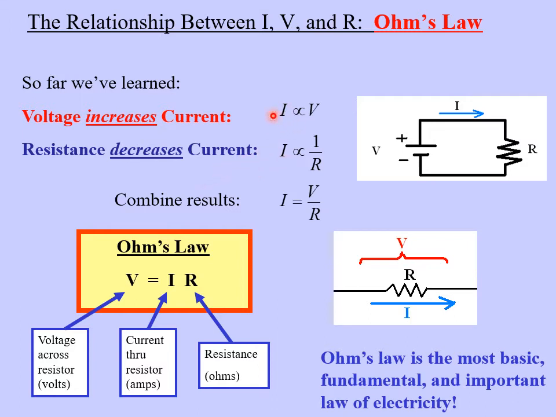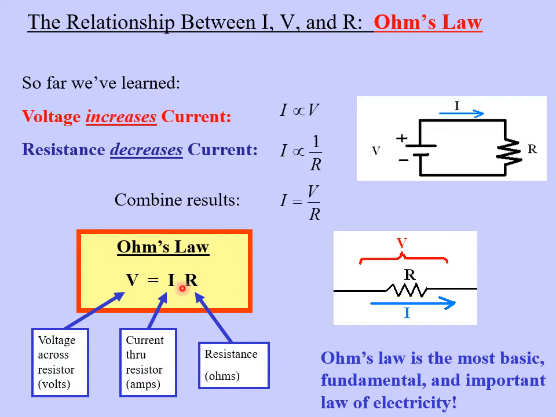So we can combine these two results here. We say that the current I is proportional to the voltage, so we'll put the V on the top, and it's inversely proportional to the resistance, so put the R on the bottom. And so this I equals V over R, we usually rewrite this and this is what we call Ohm's law. V equals I times R.